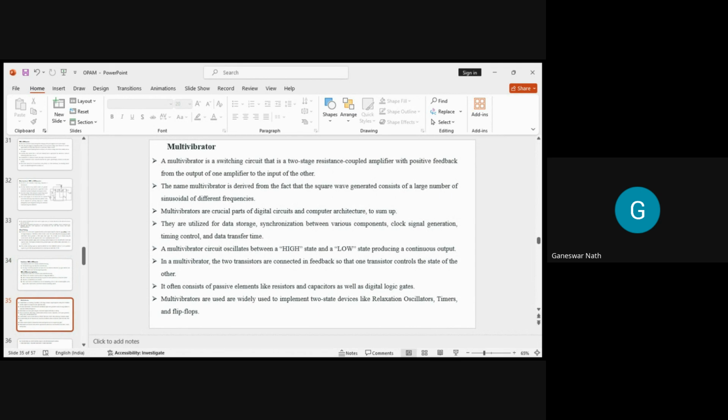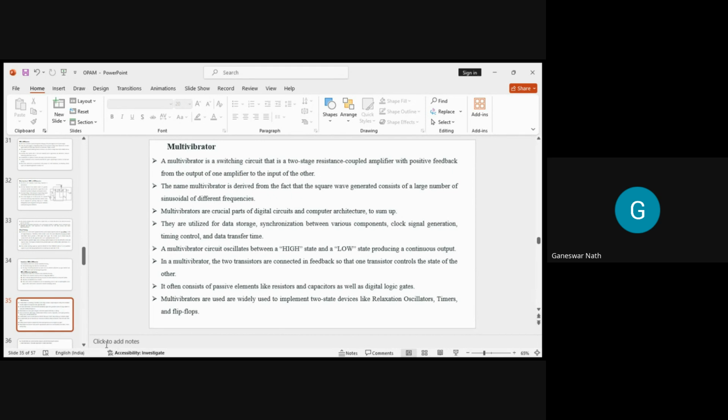Okay, so in this context we will discuss the three types of multivibrator: astable, monostable, and bistable. But before going to that, let me first talk about the multivibrator. A multivibrator is a switching circuit, a two-stage resistance coupled amplifier with positive feedback from the output of one amplifier to the input of the other. So these are the basic features of a simple multivibrator.